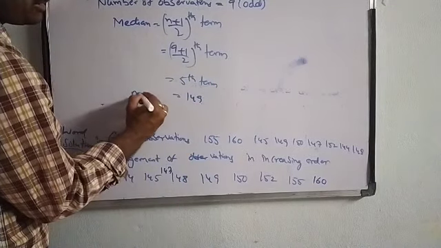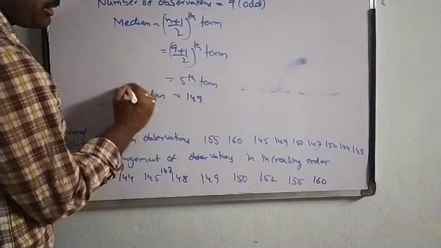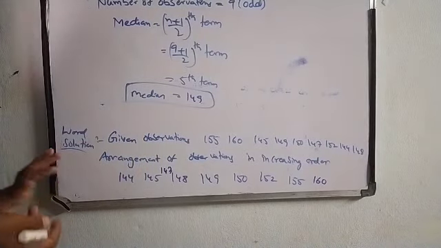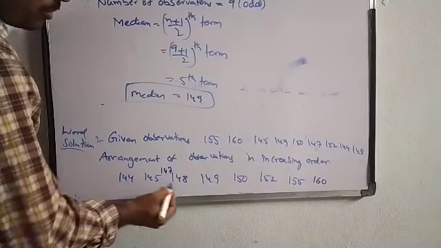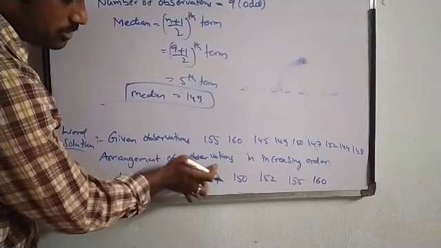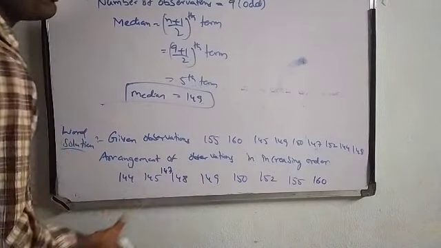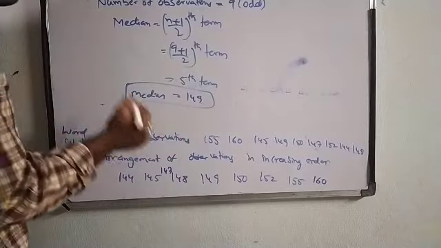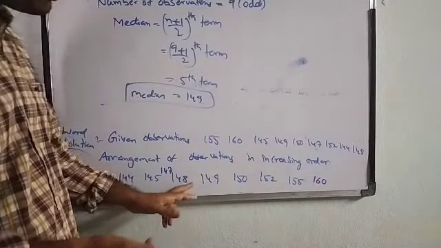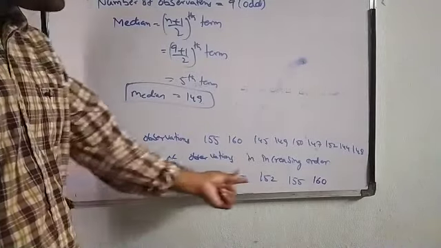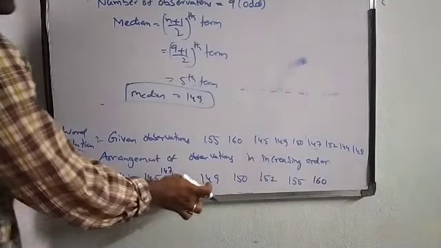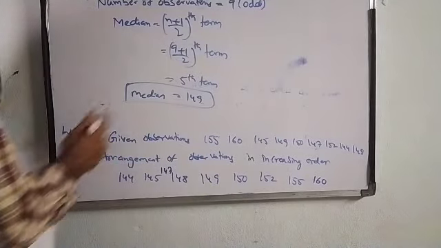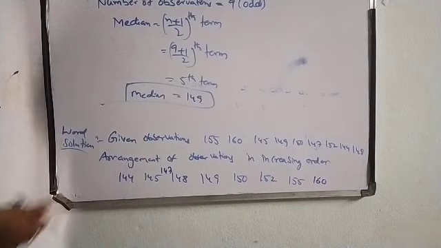So median is 149. It means that in your increasing order observations, whatever the middle value is there, that will be the median. So here middle value is 149, that we can write directly, but you need to follow a procedure. In terms of MCQs, multiple choice questions, you have to write the arrangements in increasing order. Thereby, whichever the value is middle, that you have to point it out as a median.